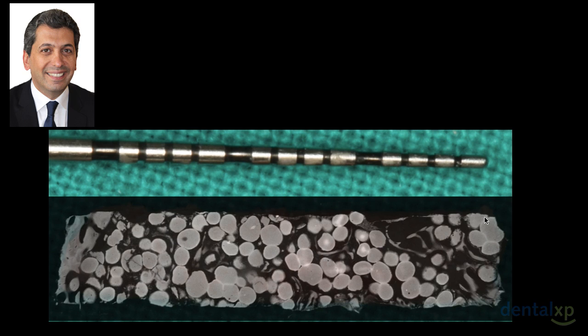The second important biological property of a biomaterial is osteoconduction. A biomaterial should allow bone to form in contact with its particles.